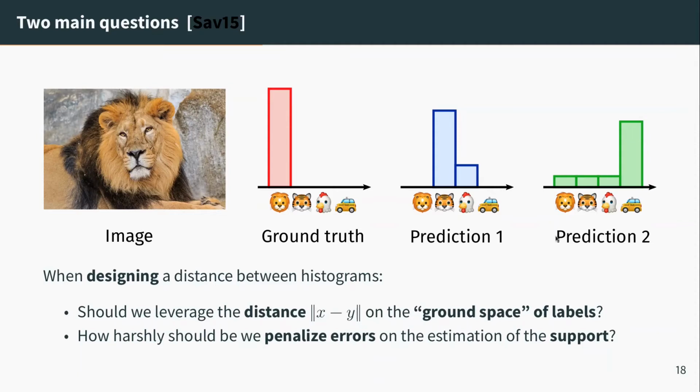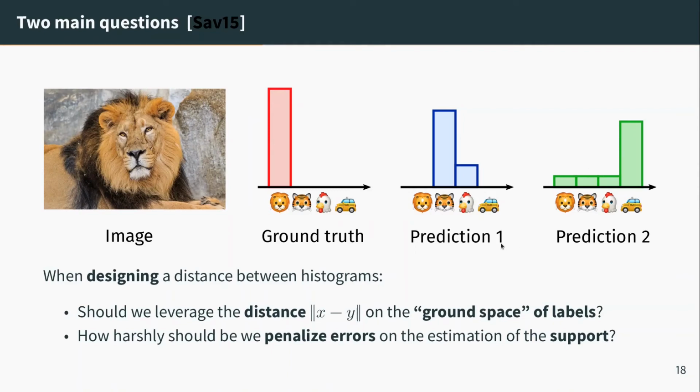Arguably, personally, if I was trying to train a child, I would say that prediction 1 is better than prediction 2, right? Because a tiger is nearly the same thing as a lion. Whereas I would be very, very worried if my child was 60% confident that this was a taxi.